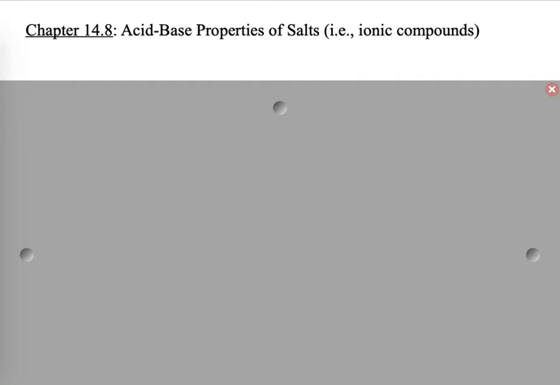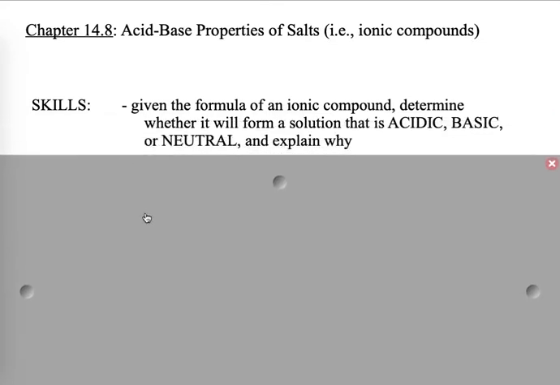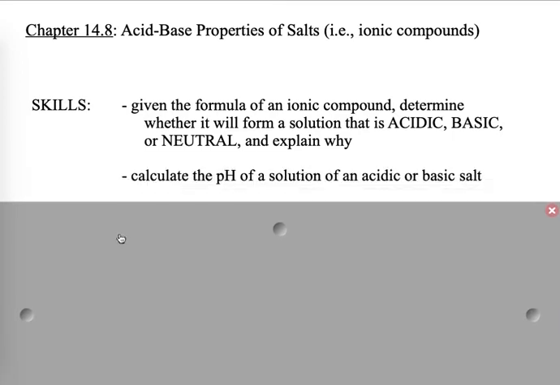Hello. In this video I'd like to talk about the acid-base properties of salts, and by salt we mean an ionic compound that consists of a cation and an anion. The skills we're going to acquire in this section include the following. Number one, given the formula of an ionic compound, determine whether it will form a solution that is acidic, basic, or neutral, and explain clearly why. And, under certain conditions, calculate the pH of a solution of an acidic or basic salt.